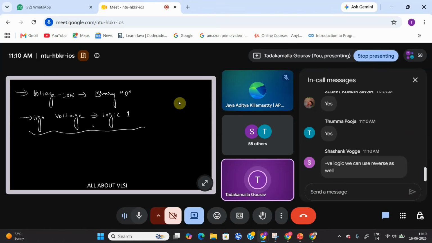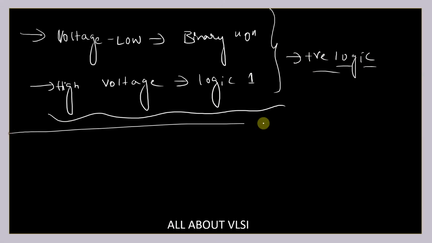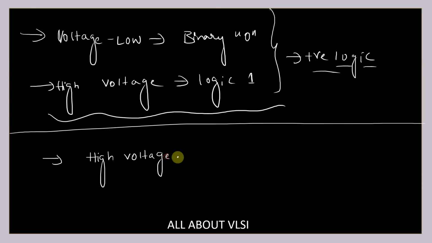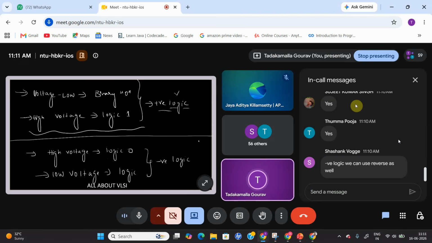Exactly. If we are performing the vice versa operation, that is nothing but negative logic. Whatever logic I was representing earlier is known as positive logic representation, or positive level representation. Now, if I'm representing them in the opposite way, with high voltage represented by logic 0 and low voltage represented by logic 1, this is negative logic representation. That's it. There is no rule that you should only follow positive logic or only negative logic. You can flip them. Is it clear, guys?